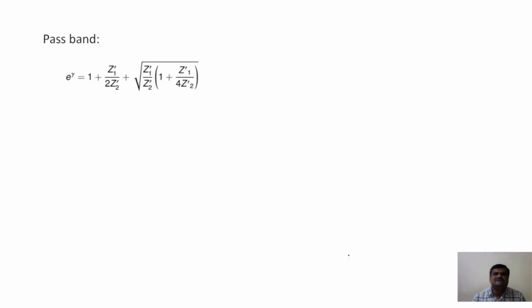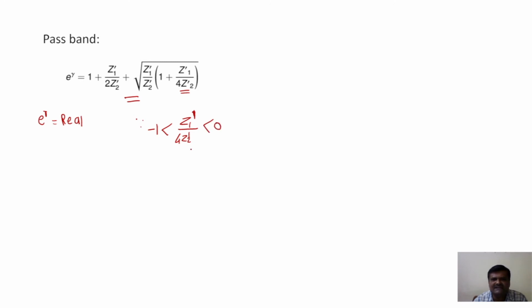Now we'll see the passband. For a passband, e raised to gamma should generally be real. So e raised to gamma is real in a passband only when, since e raised to gamma depends on z1 dash divided by 4 z2 dash, it is possible when z1 dash divided by 4 z2 dash is greater than minus 1 and less than 0.